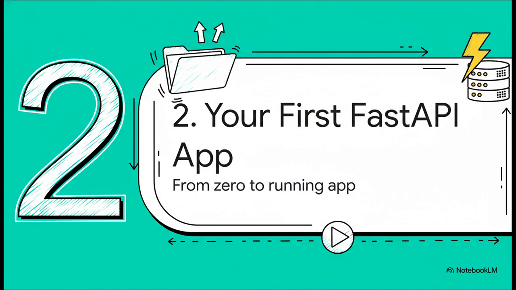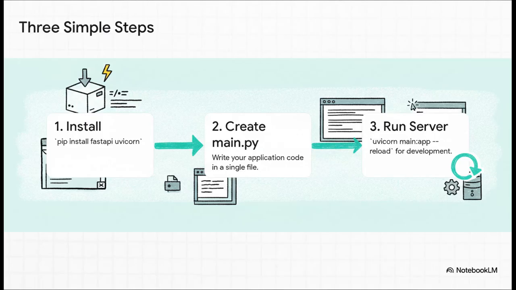This next part is where you're going to have that aha moment and see the real speed of FastAPI development. We are literally going from an empty folder to a live running API server in, well, under a minute. And yeah, it's really this simple. First, one single pip command installs the framework and this thing called Uvicorn, which is the server we need to run it. Next, you create just one Python file, main.py.